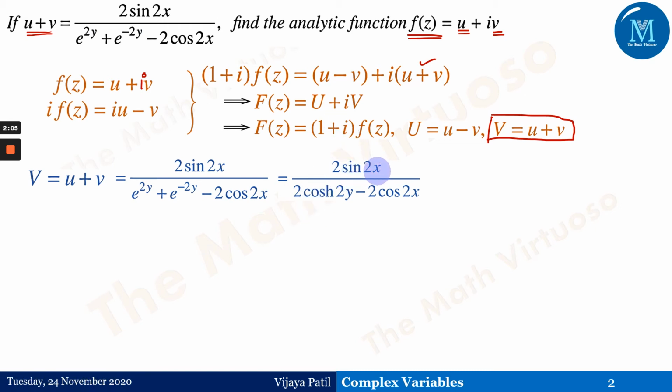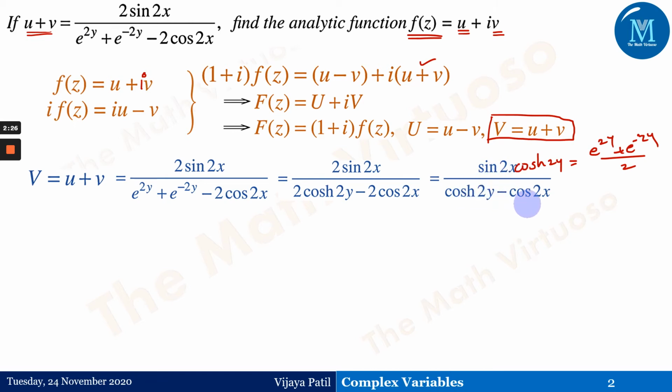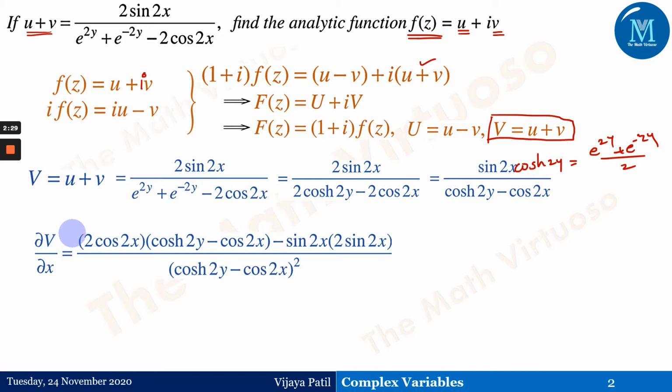So it's 2 times sine of 2x into 2 times cos hyperbolic 2y minus 2 times cos of 2x. What we have done here is written cos hyperbolic 2y equals e to the power 2y plus e to the power minus 2y upon 2. So this is what we have written here. So this is nothing but sine of 2x upon cos hyperbolic 2y minus cos of 2x. Now what we have to do is find the differentiation of v with respect to x, keeping y constant, and we have got sine of 2x upon cos hyperbolic 2y minus cos of 2x as the function.